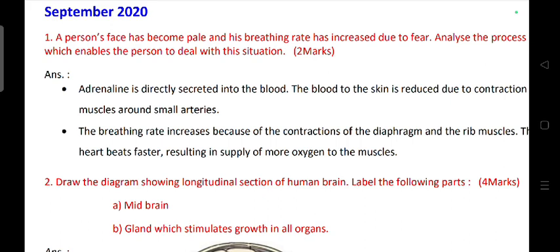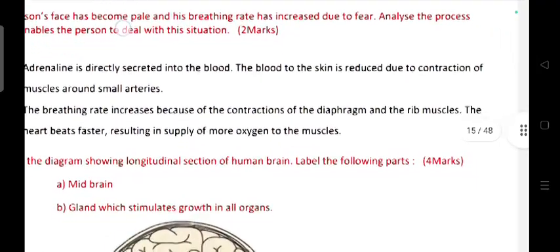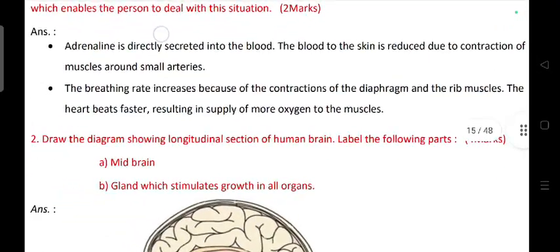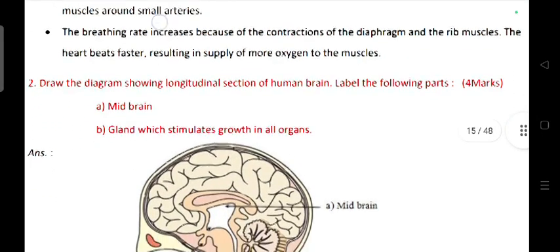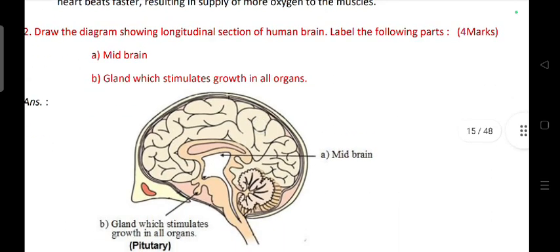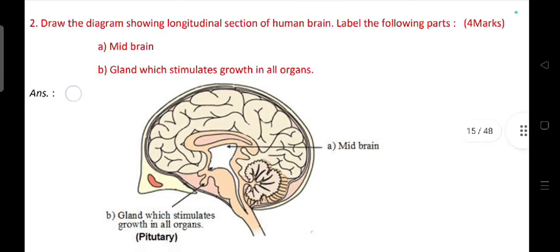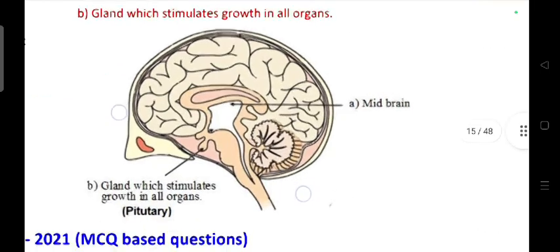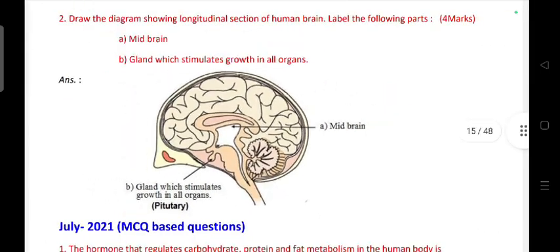So adrenaline is directly secreted into the blood. The blood flow to the skin is reduced due to the contraction of muscles around the small arteries. The breathing rate increases because of contraction of the diaphragm and the rib muscles. The heart beats faster, resulting in supply of more oxygen to the muscles. Next is the 4 mark question. Draw a diagram showing a longitudinal section of the human brain. Label the following parts: midbrain and the gland which stimulates growth in all organs. So this is the brain and you have to label the parts.